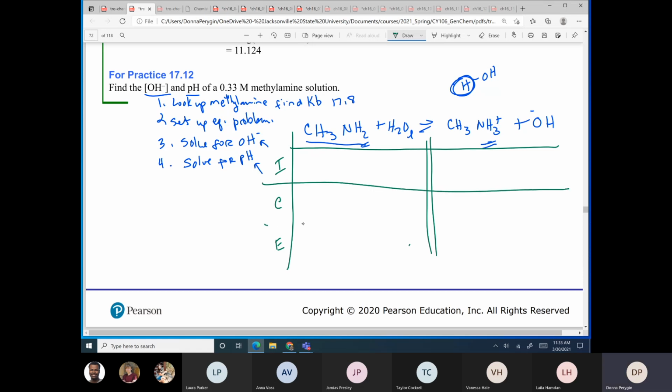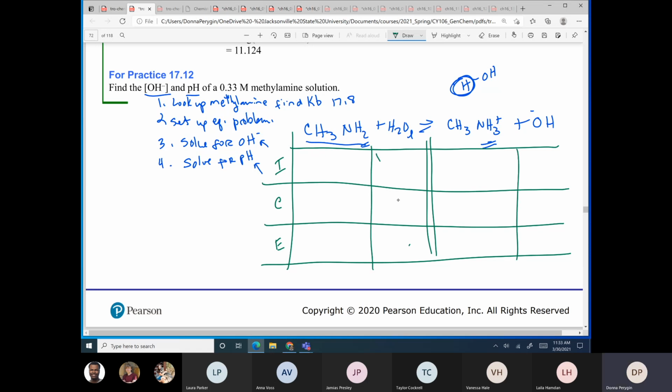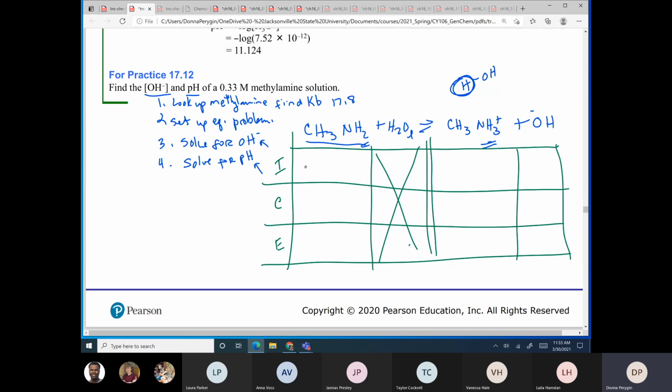All right, we don't have to worry about the water because it is a liquid, so it's a pure substance. We don't worry about it in the ICE table, okay? So our methylamine, we started out with 0.33. We're going to lose X of that, and we're going to gain X of that over here, because of our 1-to-1 ratio in the equilibrium expression.